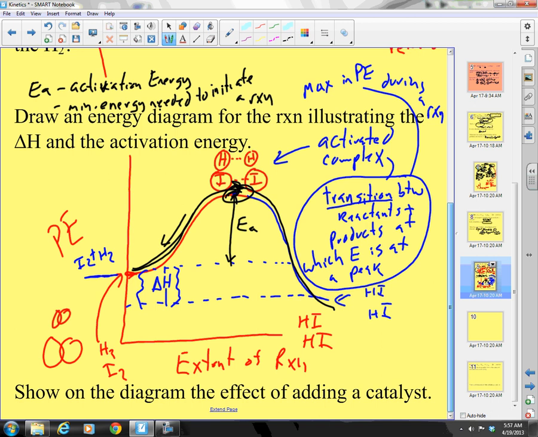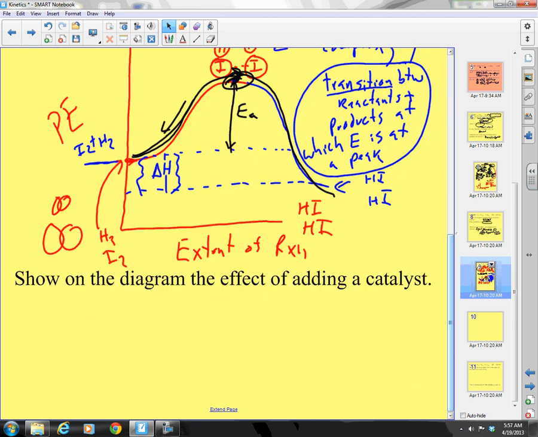Great. Woo-hoo, I'm glad we're done with that, aren't you? Oh, no, look, we're not. Show on the diagram the effect of adding a catalyst. Yikes. Okay, I have to show on the diagram the effect of adding a catalyst.